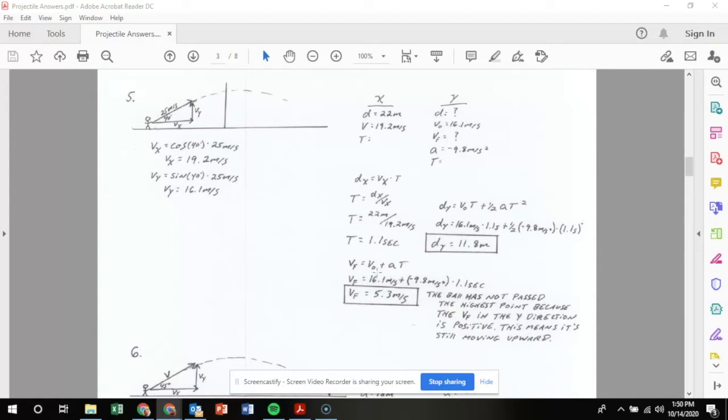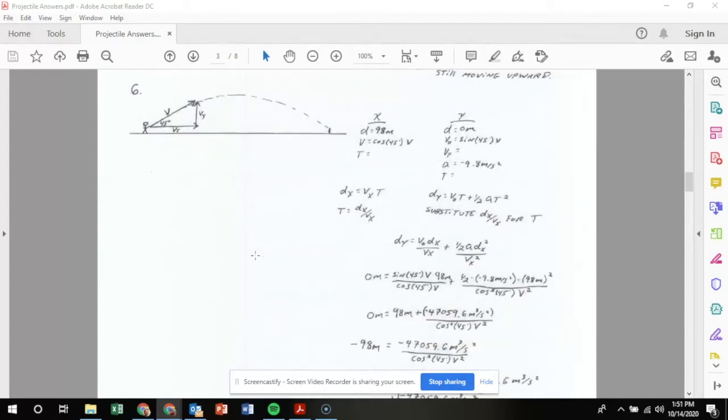The initial velocity in the y direction is 16.1 meters per second. A is negative 9.8, and time is 1.1 seconds. Plug all that in my calculator, and I get a positive 5.3 meters per second. Because the final velocity when it gets to the wall is positive, meaning upward, that means that the ball is still traveling upward. It has not reached the highest point yet on its trajectory. So it is still on the way up and still moving upward again because the velocity is positive. So that answers the last part of the question.